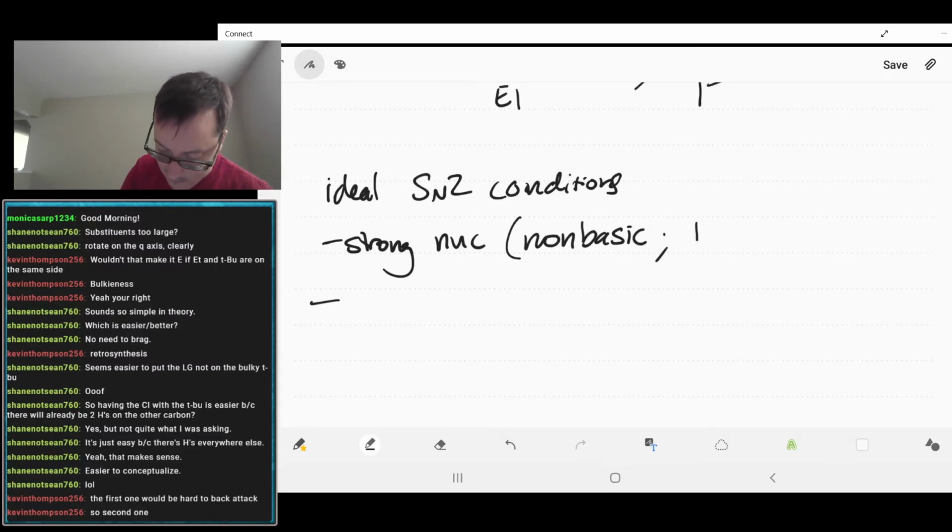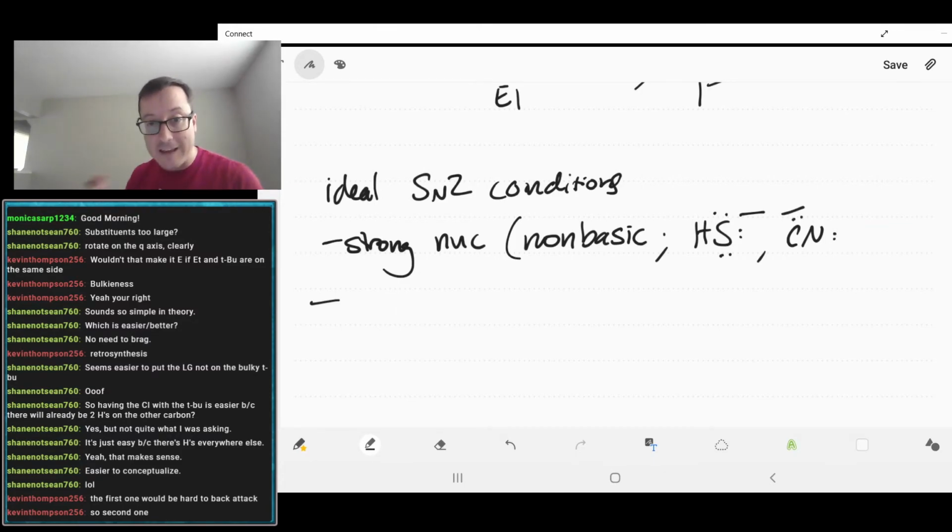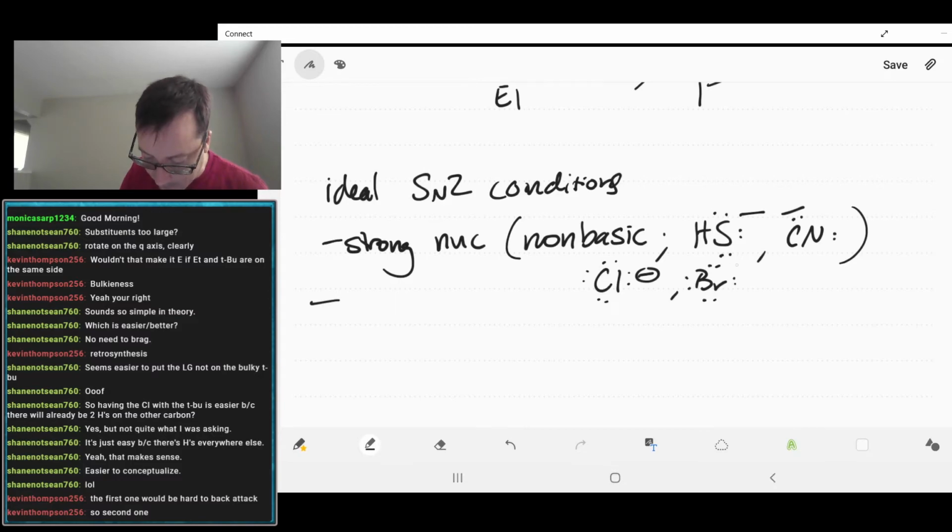like sulfide or a cyanide. Those would be examples of strong non-basic nucleophiles, or even chloride, bromide, but you'd have to be kicking out something that's better than them. Those are non-basic nucleophiles. They're all very weak bases because they're stable, right? We have resonance stabilizing the nitrile.